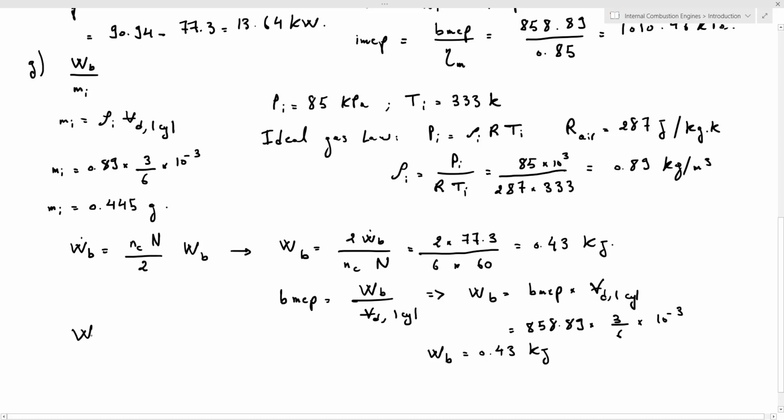Now the brake work per unit mass of inducted gas will be equal to 0.43 divided by 0.445 grams. So it will be equal to 0.965 kilojoule per gram of inducted gas. And also you can calculate it in kilojoule per kilogram by multiplying this number by 1000. So we'll obtain 965 kilojoule per kilogram of inducted gas.